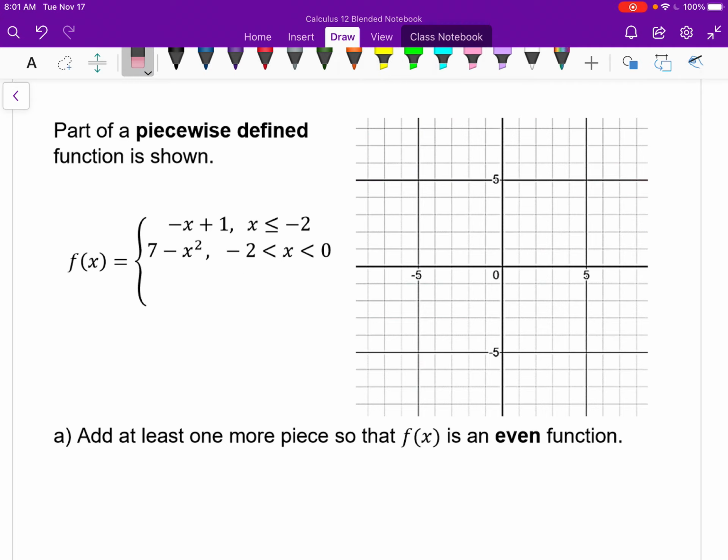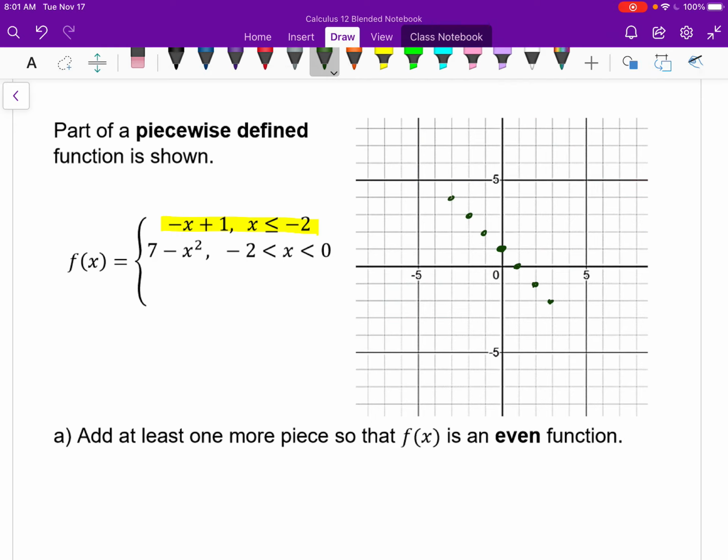Let's sketch what we have here. So this piece, negative x plus 1, is a linear piece, but we only look at that piece when x is less than or equal to negative 2. So first, let's think what negative x plus 1 looks like. It's a linear function with a slope of negative 1 and a y-intercept of 1. So slope of negative 1, so it looks something like this.